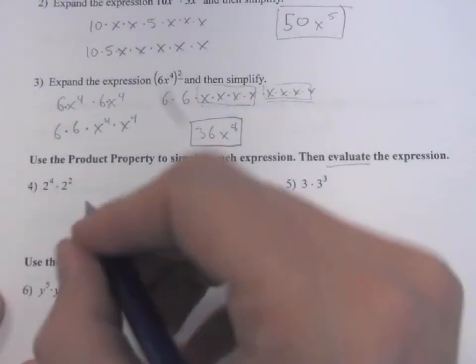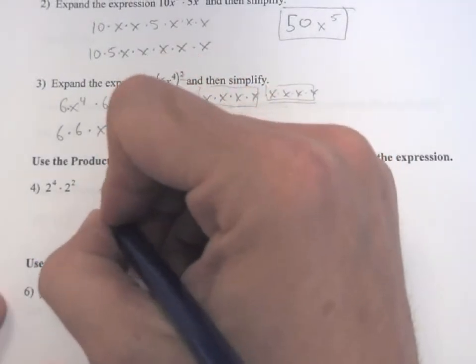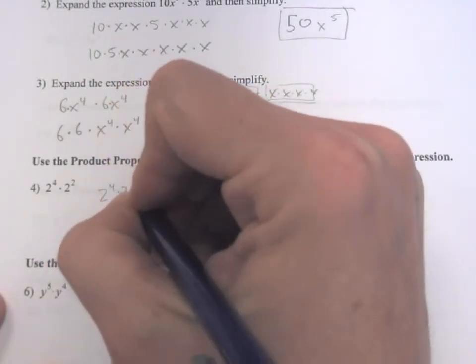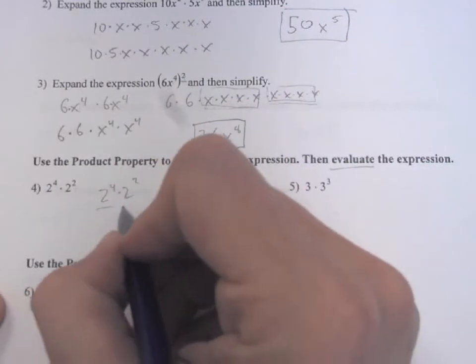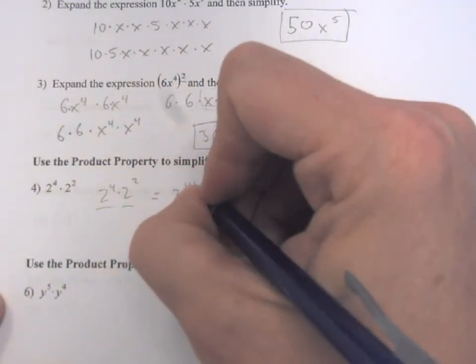So according to the product rule, now here we don't have to expand. It doesn't ask us to expand. What we know is when we're using the product rule, for multiplying 2 exponential expressions that have the same base, which these do, what we're going to do is we're going to add the exponents.